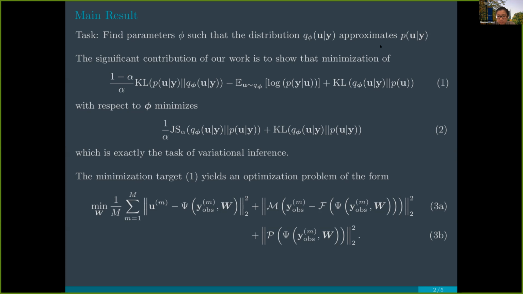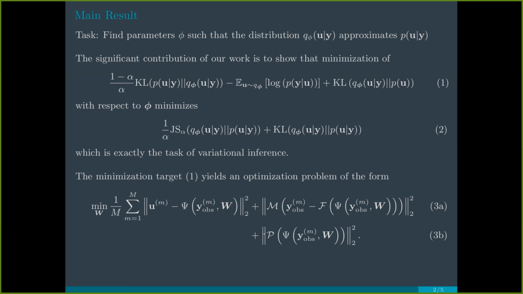A significant contribution of our work is to show that minimizing equation 1 upper bounds equation 2. Equation 2 is exactly the task of variational inference. It gives us a notion of distance between our approximate posterior q phi and the true posterior p of u given y. Equation 1 is in terms of things that we already know and lends itself to an optimization problem. We show that the minimization of the target 1 yields an optimization problem of the form in equation 3.